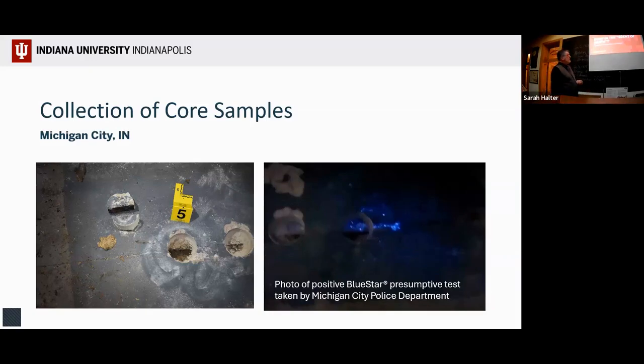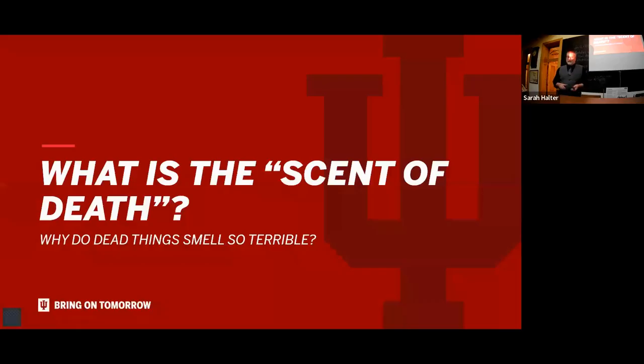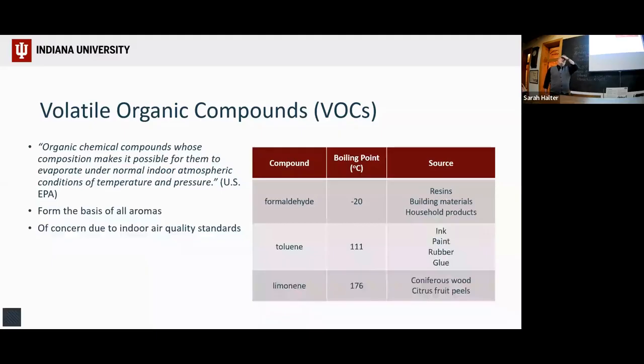All right, so let's talk about the scent of death more explicitly. In order to do that, I want to define a couple of things. Let's talk about what a VOC is. It's called a volatile organic compound. All that is in chemistry is a compound made from carbon that evaporates very easily. Okay, so instead of saying that, we say volatile organic compound.